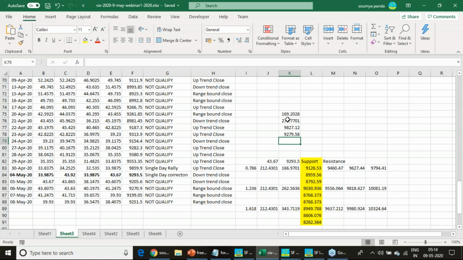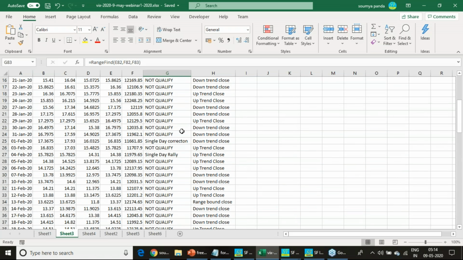So that is known as your single day rally or a fall. When such a rally or fall happens, it immediately prompts you to find out what are the immediate resistances and what are the immediate supports. That is the job of our things. And this single day rally and fall happens many times.